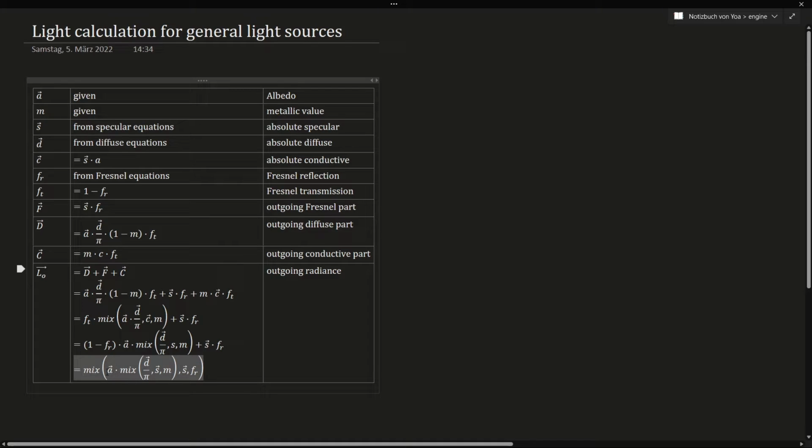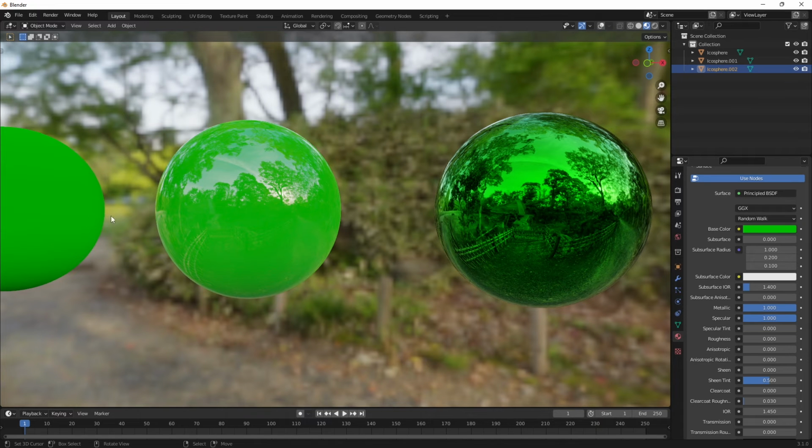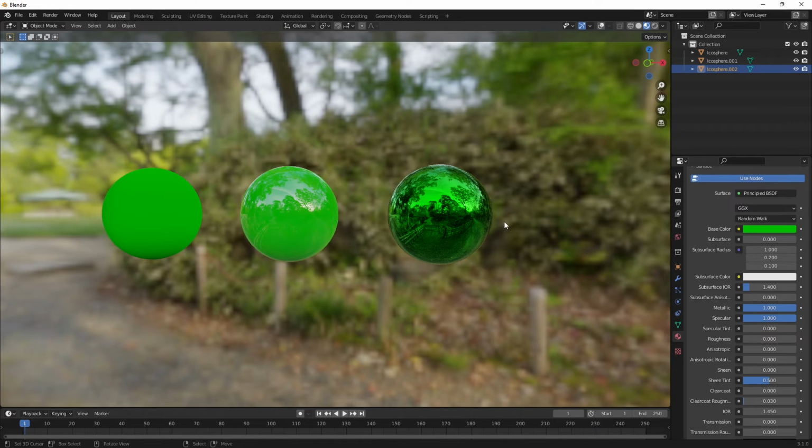Here we mix the diffuse and the specular part by the metallic value, multiply that with the albedo, and this then we mix with the specular by the Fresnel. And this essentially is how you get this kind of material setup here. And this is the same way that the lighting and material model is going to work in the Irregular Engine.